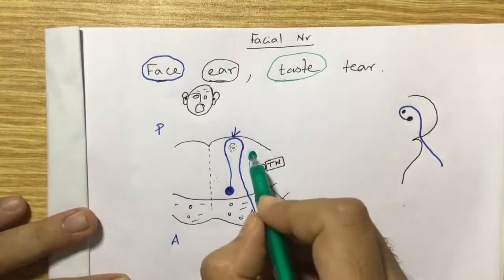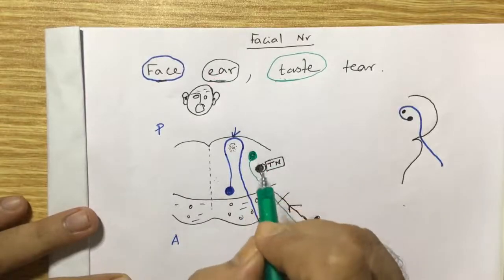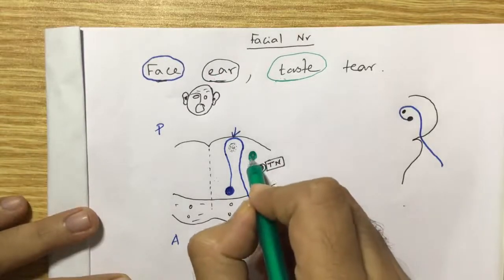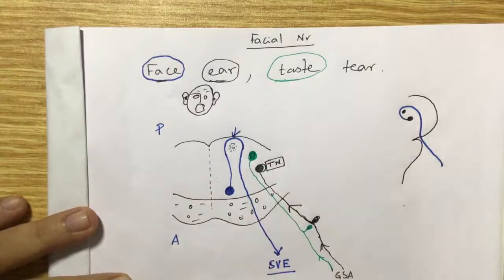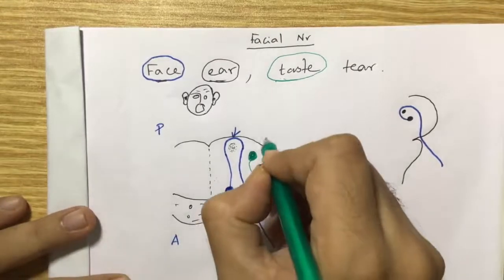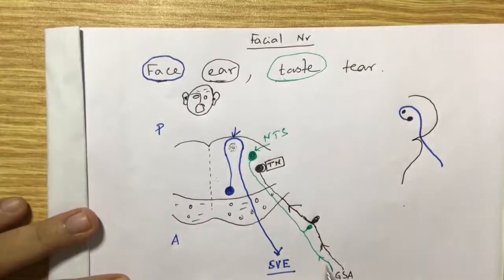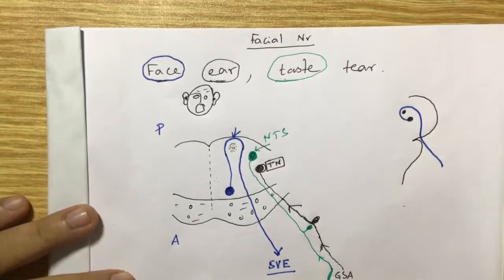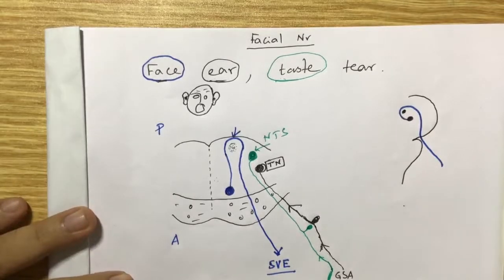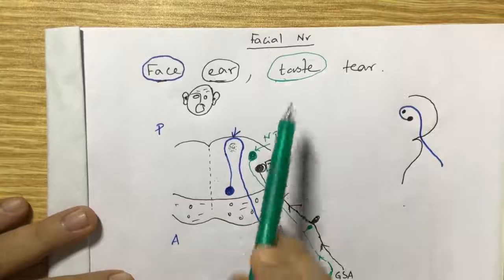So this is a second order neuron, and that nucleus is for testing the taste. Now we can remember it like this: taste salty, so nucleus tractus solitarius, and that is which type of fiber? Yes, it is a special visceral afferent. So that is taste.